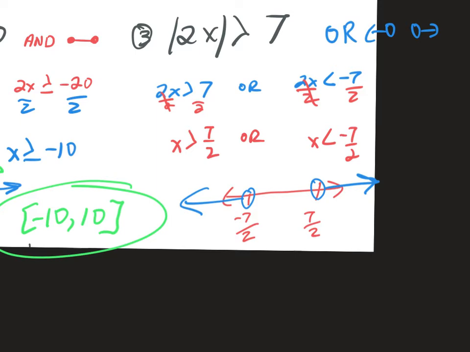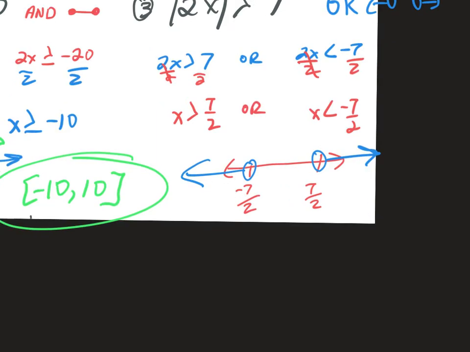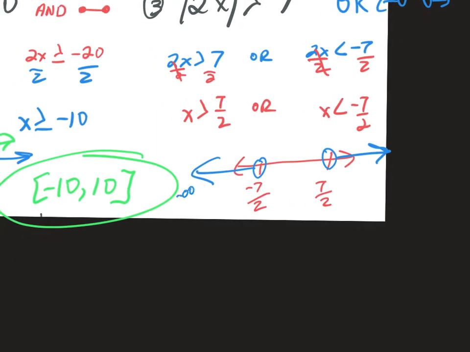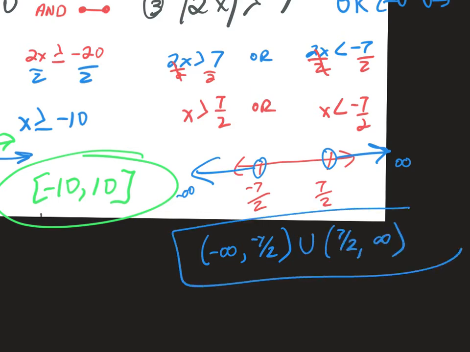Am I coloring in between, or did I go the opposite direction? Opposite direction. So I start over here at negative infinity. This is positive over here. So my interval notation would be negative infinity to negative 7 over 2, union 7 over 2 to positive infinity. And that is what my answer would look like. Does anybody have any questions?